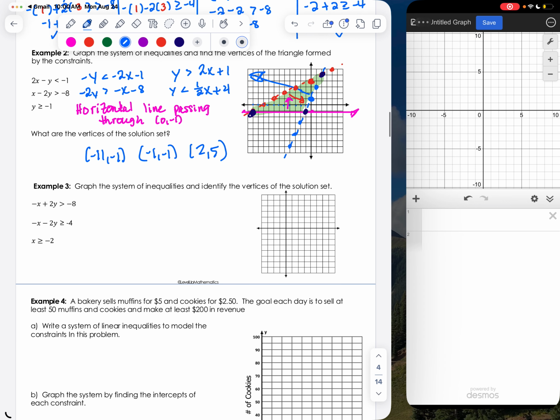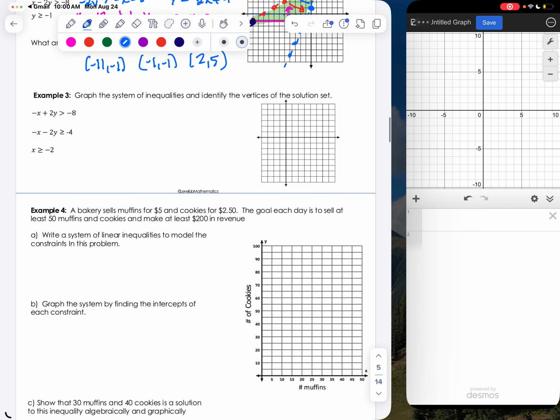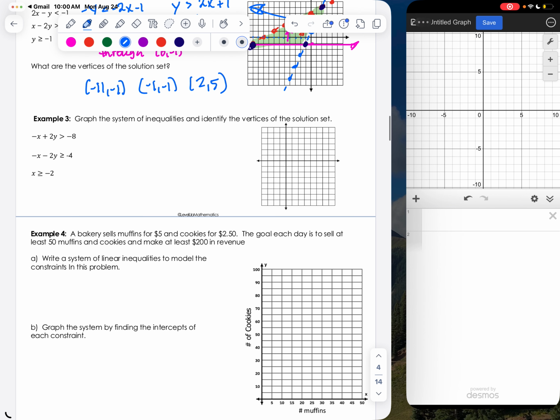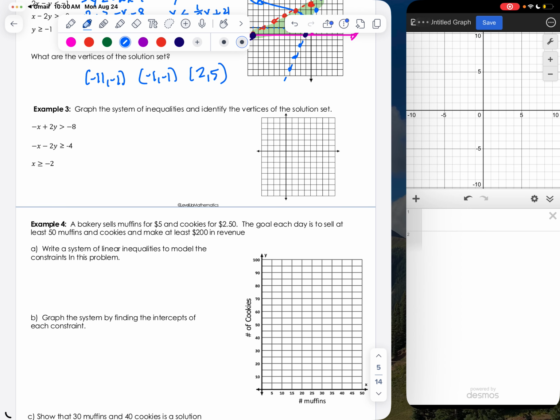All right, example 3. Graph the system of inequalities and identify the vertices of the solution set. So we're going to do the same process again. I'm going to take each inequality, get the y by itself, and then plot each inequality. So for negative x plus 2y is greater than -8, I would take that negative x and move it to the other side and make it positive x. So 2y is greater than positive x minus 8.